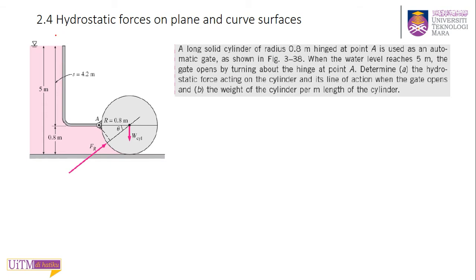A long solid cylinder of radius 0.8 meter hinged at point A is used as an automatic gate as shown in figure 3.338. When the water level reaches 5 meter, the gate opens by turning about the hinge at point A. Determine A, the hydrostatic force acting on the cylinder and its line of action theta when the gate opens, and B, the weight of the cylinder per meter length of the cylinder.